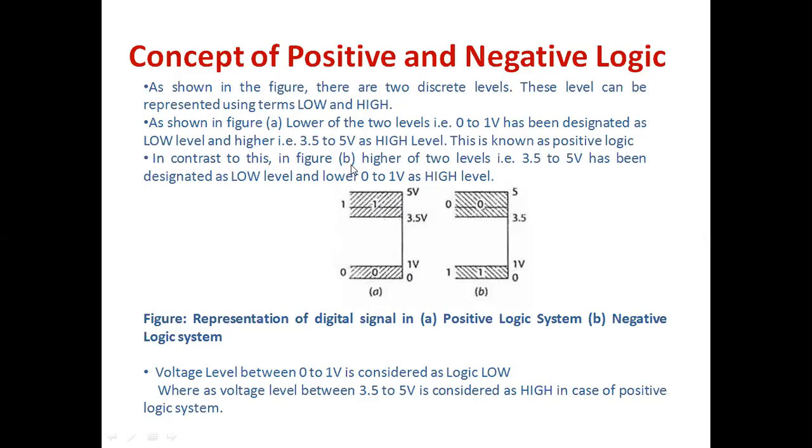In contrast to this, in figure B, the higher of the two levels, meaning 3.5 to 5 volts, has been designated as low level, and the lower, that is from 0 to 1, represents logic 1 as a high level. The voltage level between 0 to 1 is considered as logic low, whereas the voltage level between 3.5 to 5 is considered as high in the case of the positive logic system. It means we can use either of the logic systems depending upon the circuit or design. Both logic systems can be used by designers, depending upon the requirement.